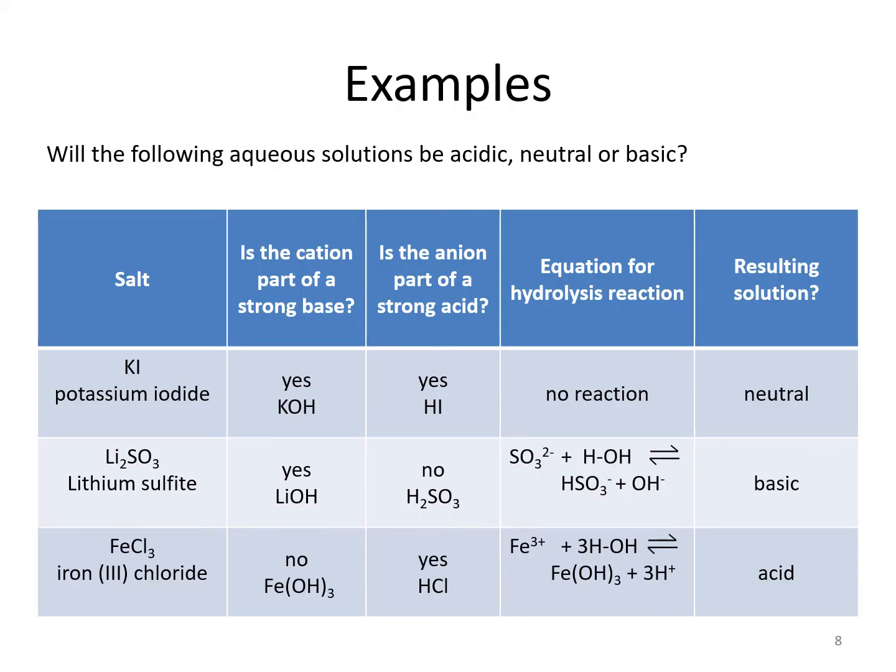Here are three examples. To determine it, I look at my questions and I take potassium iodide. Potassium metal is a group 1 element. It forms a strong base. Then I look at the iodide part. Well, iodide is one of the strong acids. So in this case, no hydrolysis occurs and the solution should be neutral.